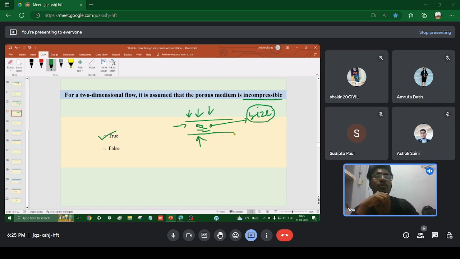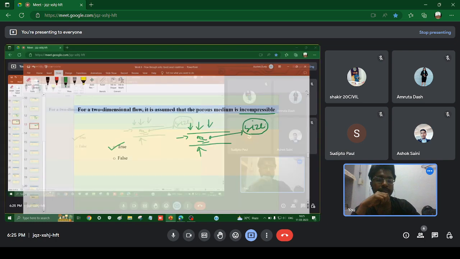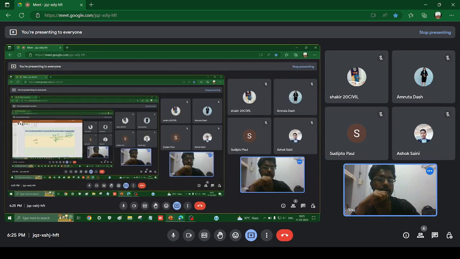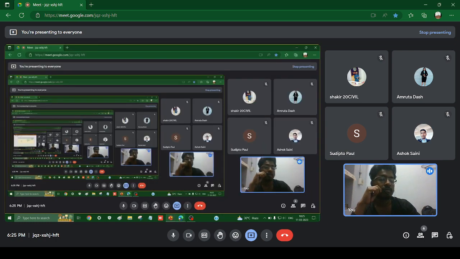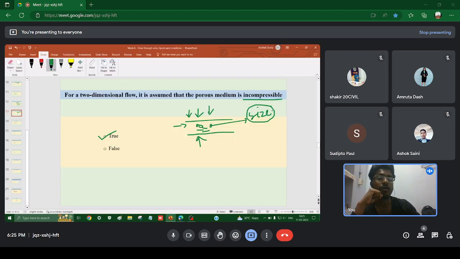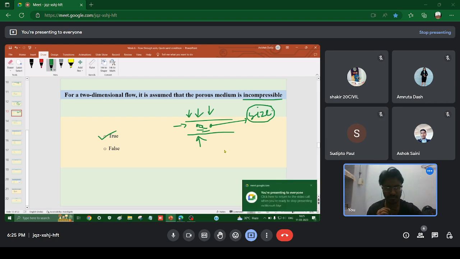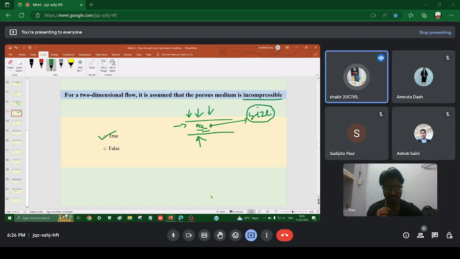So we know that the cross-sectional area of flow is constant. Clear? Is it clear or should I repeat once? Why is it assumed as incompressible? Is it clear? Sir, once again, sir. Okay.